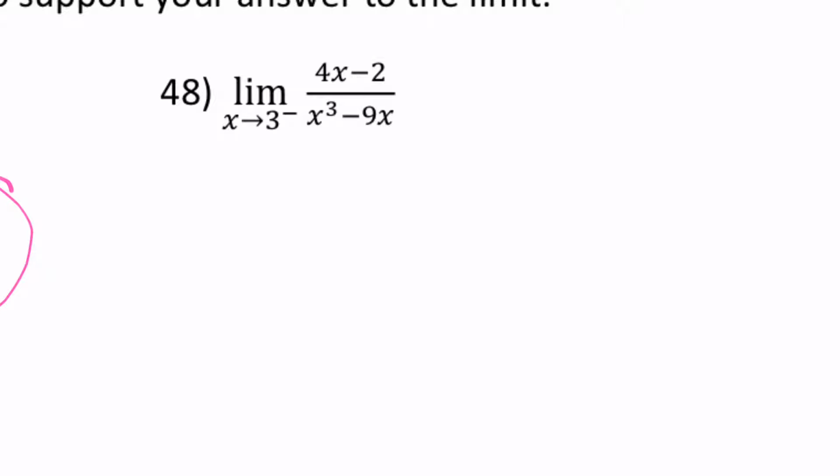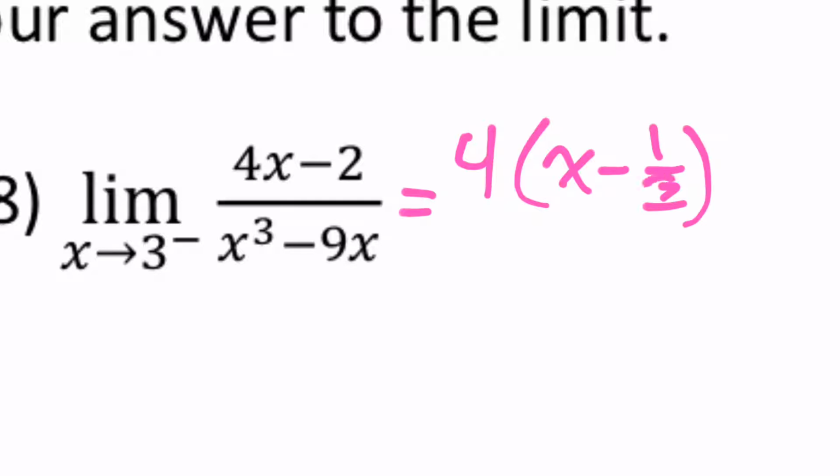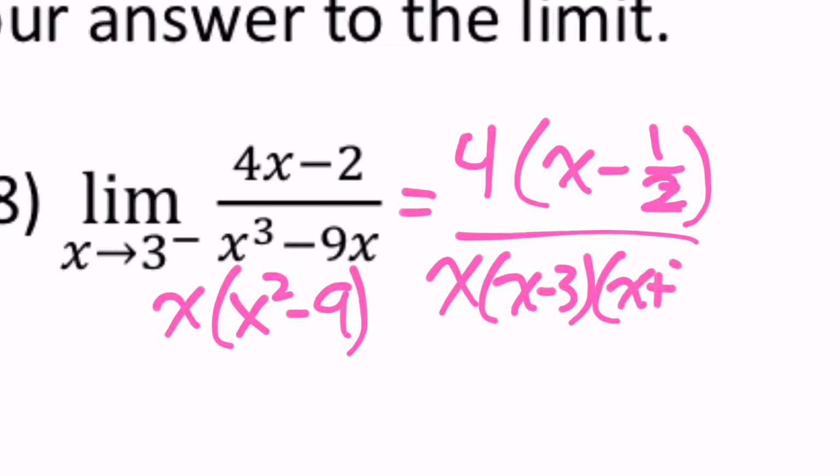Ready. Let's do problem 48. Let's factor this thing. The top I'm going to factor by pulling out that 4, and then I'll be left with an x minus 1 half, because if you take 2 and divide it by 4, you get 1 half. In the bottom, I'm going to pull an x out to make this x squared minus 9, and then I'm going to factor that as a difference of squares. So my denominator will be x times x minus 3 times x plus 3.